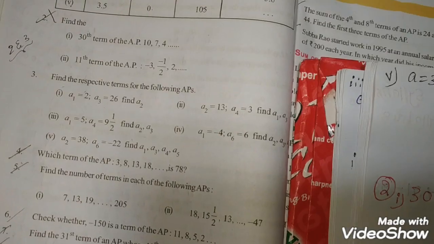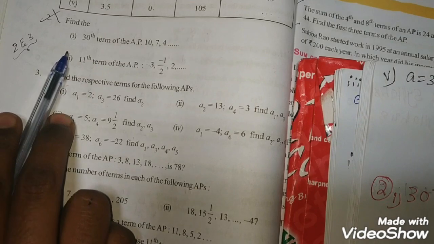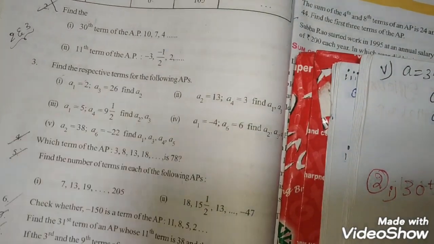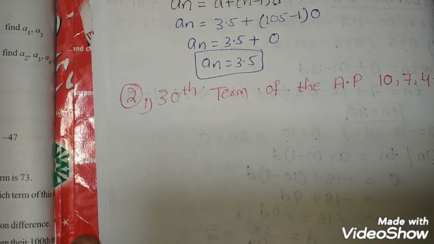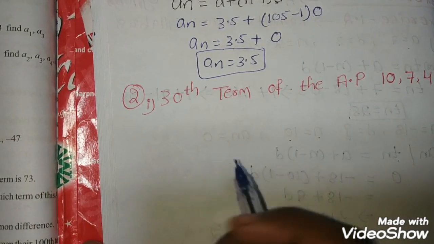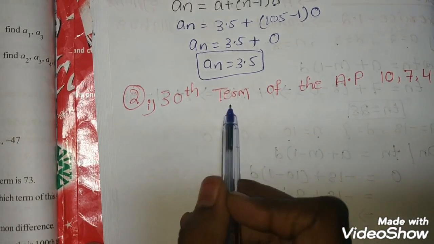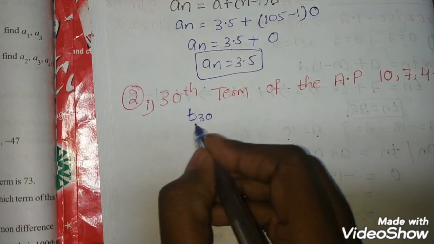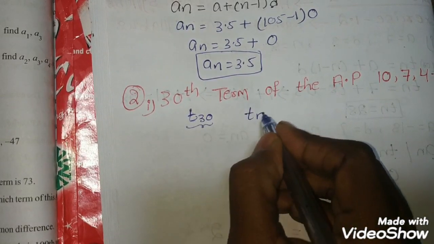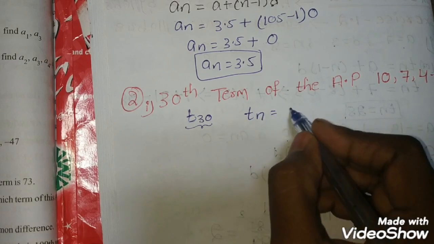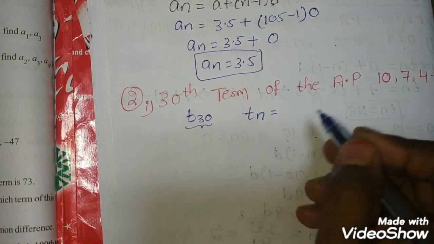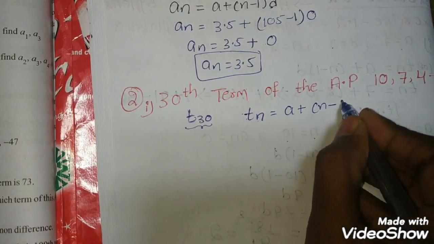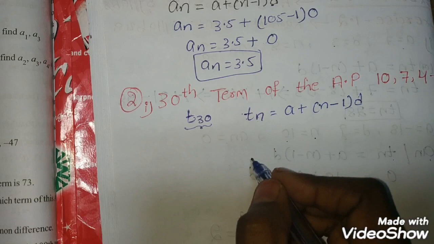Let's go for the second, the next one, question number 2. Find the 38th term of the arithmetic progression 10, 7, 4 and so on. Let's start. See here what we need to find. We need to find the 38th term. That means T38. T38 we need to find. So what is the formula for Tn? The nth term, not number of terms. It's the nth term, that is a plus n minus 1 into d.